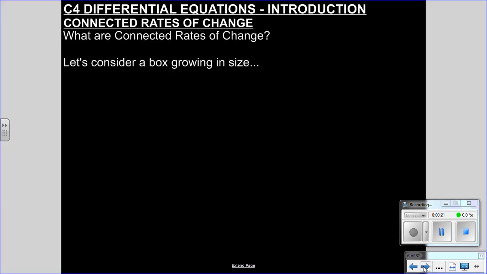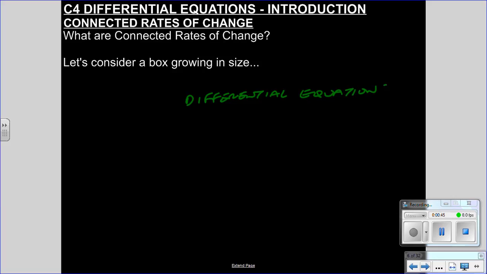So differential equations is quite a challenging topic, I'd say, because we're nearing the end now of our C4 stuff. The connected rate of change is part of an overall strand of differential equations. So differential equations, what is a differential equation?